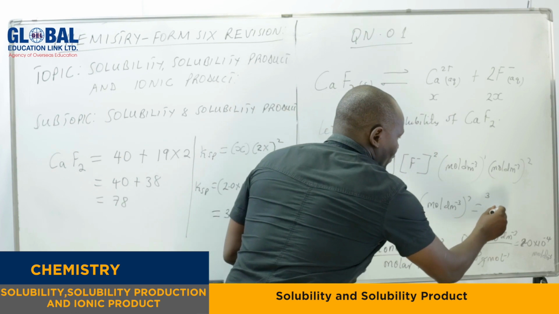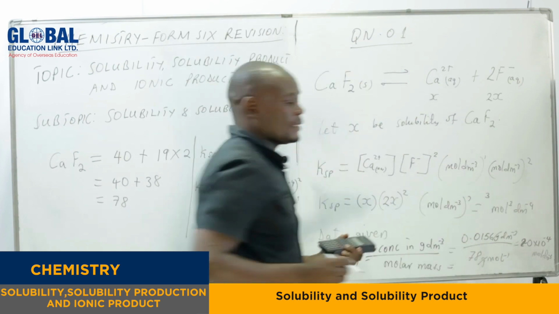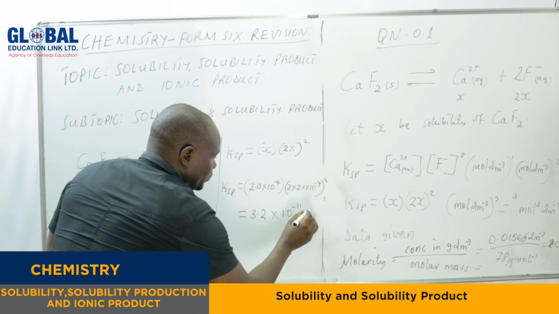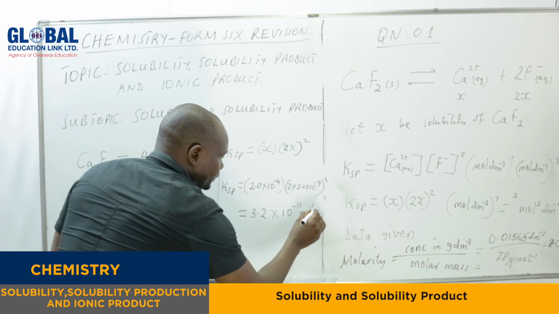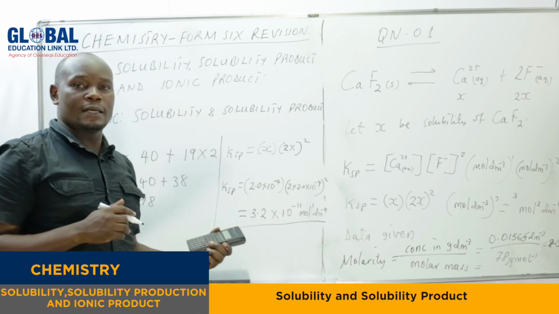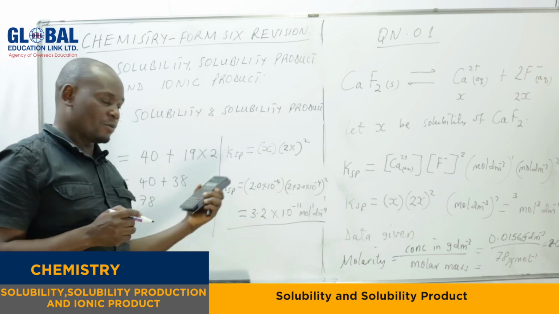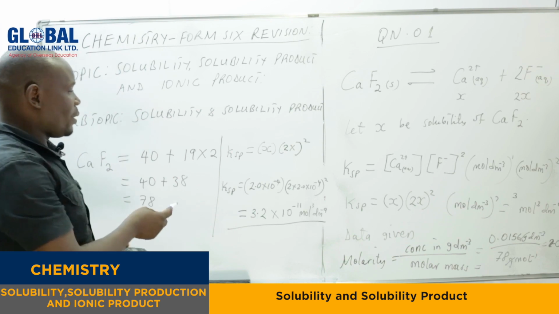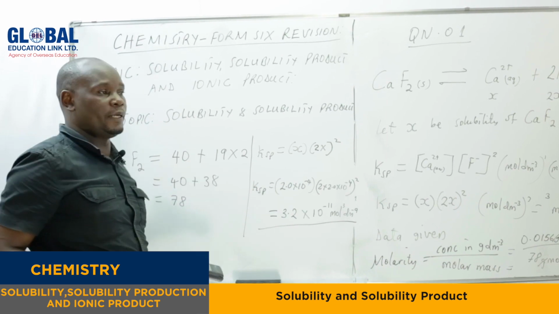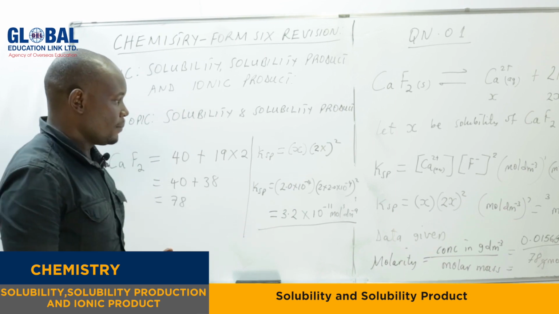That will give moles cubed, decimeter power negative 9. So the SI unit of our Ksp will be moles cubed per decimeter to the power negative 9. So this will be the Ksp value of calcium fluoride, which we have been asked to calculate. So that is about the first question, which required you to calculate the Ksp value of the given sparingly soluble salt. So let us now go and consider the second question.